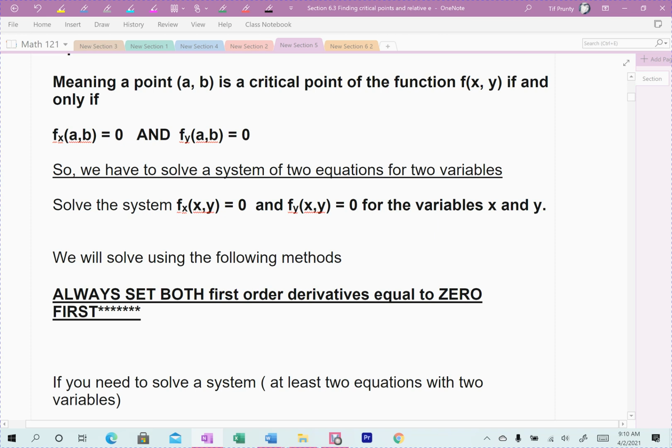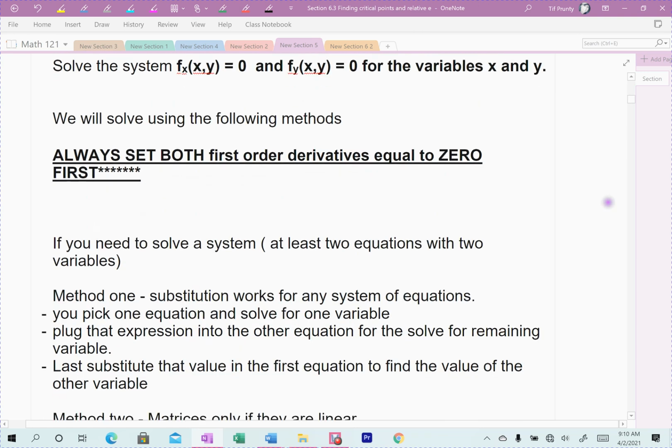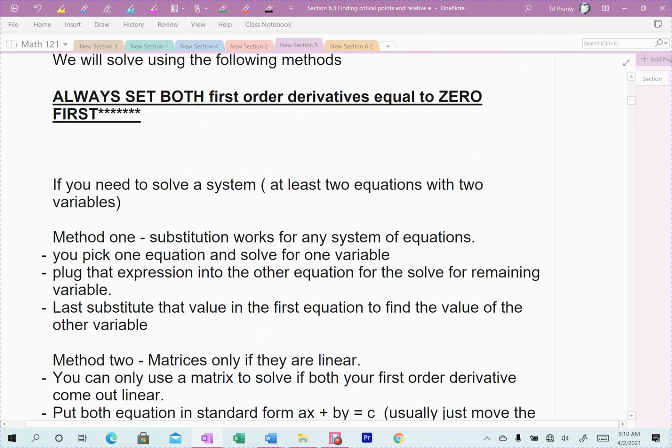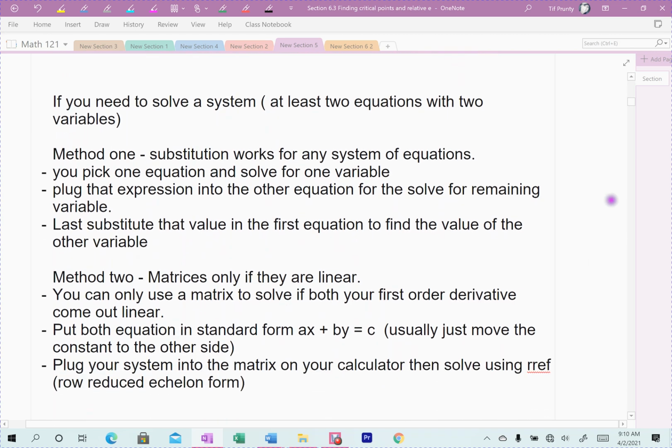There are two methods, as technically there are three, but the third method really isn't a system, and I'll explain when I get there. So the methods, if I have a system: I've got a function of x and y set equal to 0, and another function of x and y set equal to 0. We have to solve the system where we've set them equal to 0.